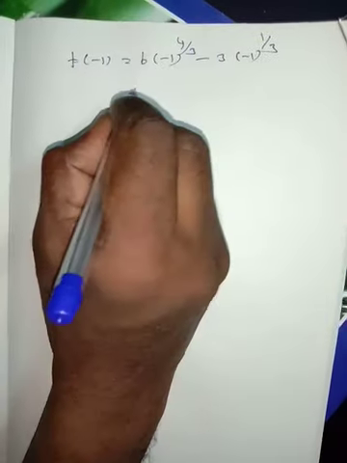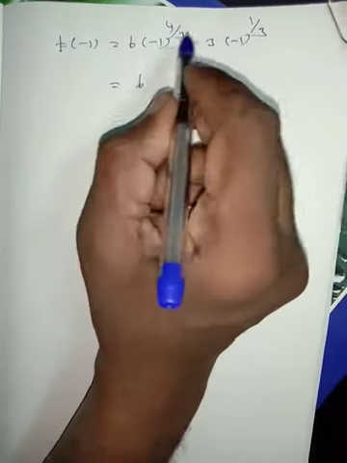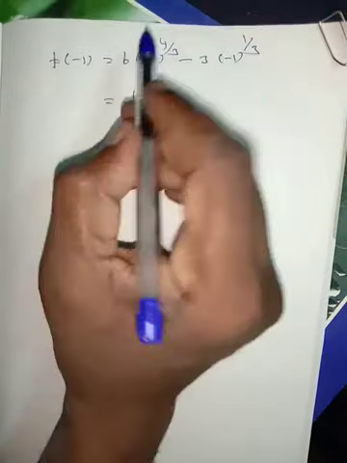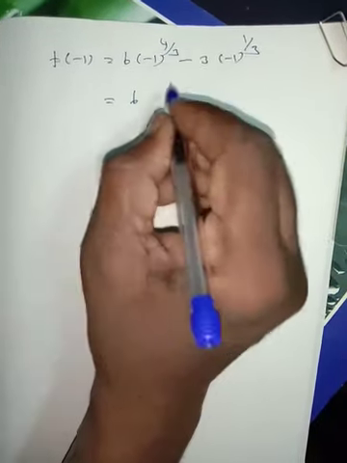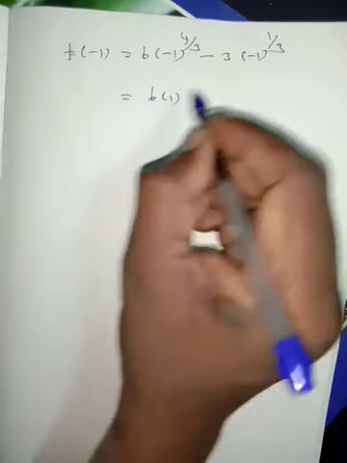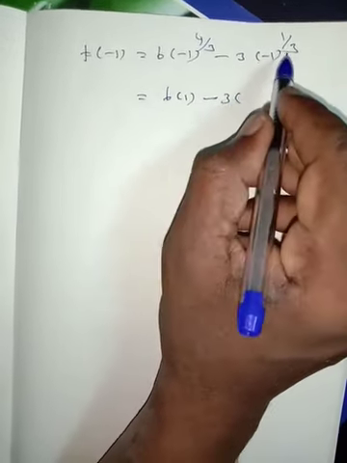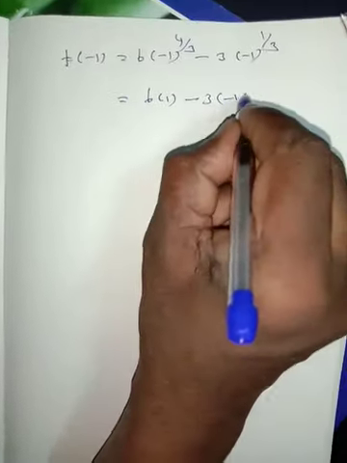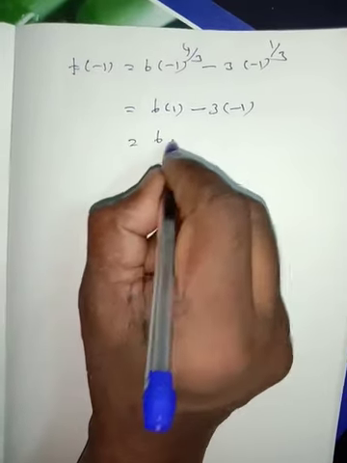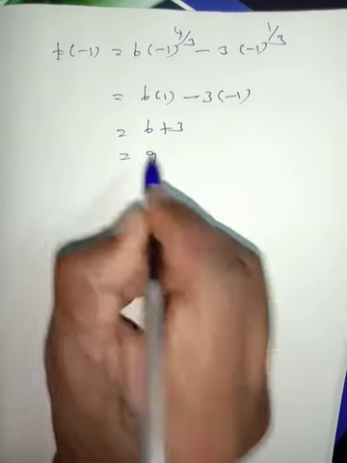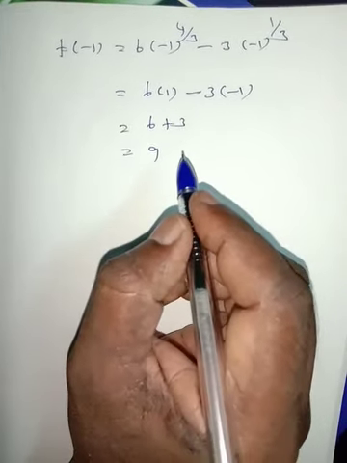Now this means 6 into (1 by 3) power minus 1, whole to the power of 4, whole to the power of 1 by 3 is positive 1, minus 3 into negative number, so minus 1. This is equal to 6 minus of minus positive 3, which is equal to 9. F of minus 1 is 9.